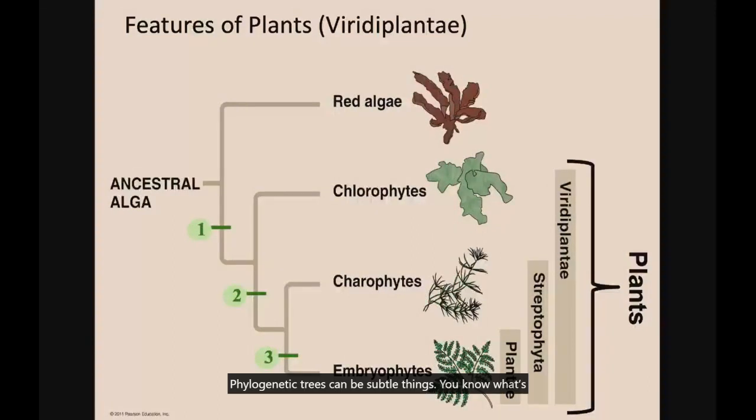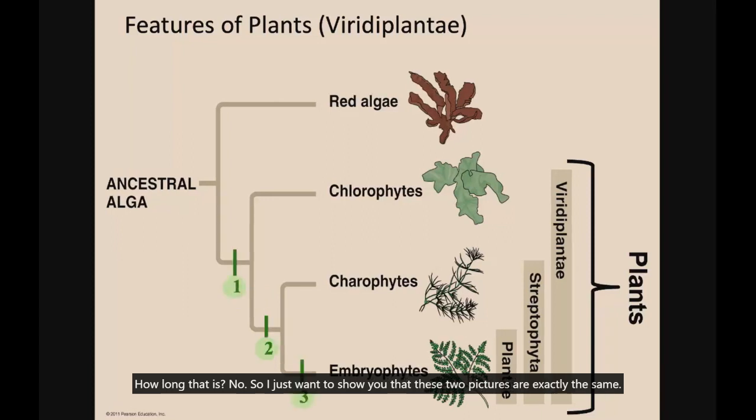Phylogenetic trees can be subtle things. What's the reason for a curve here in this branch, for example? Is there meaning there? Does it mean anything how long that is? No. So I just want to show you that these two pictures are exactly the same. Wherever you put the 1s, 2s, and 3s doesn't matter. Those are exactly the same.